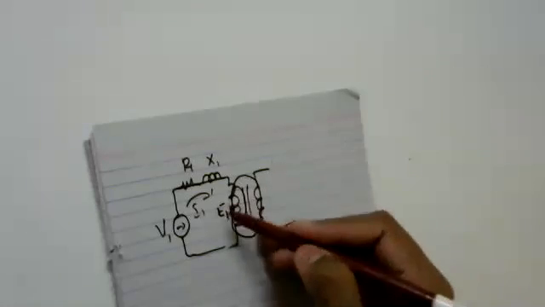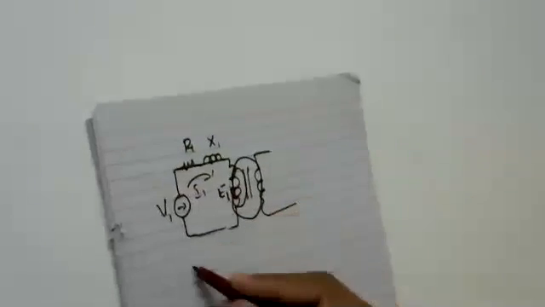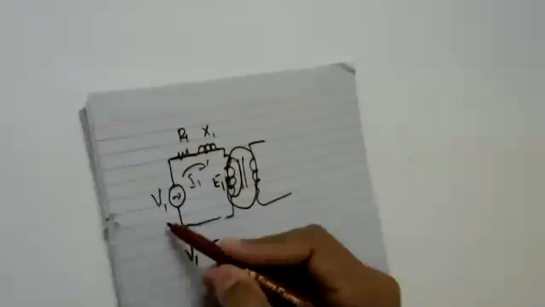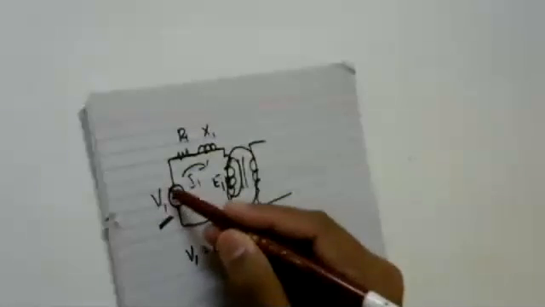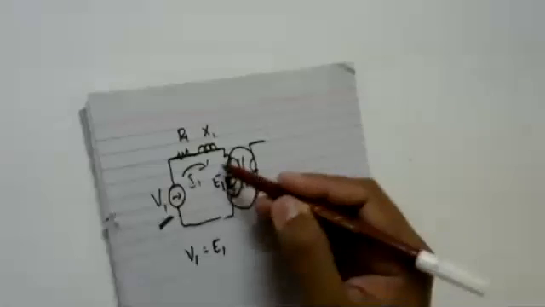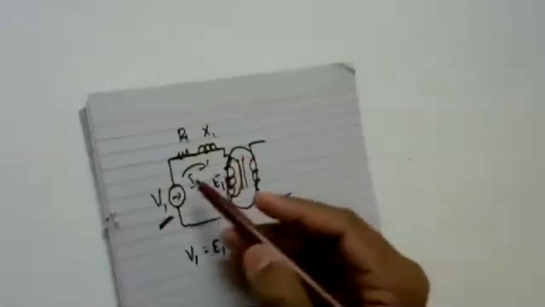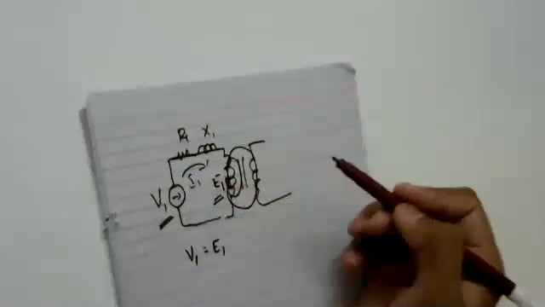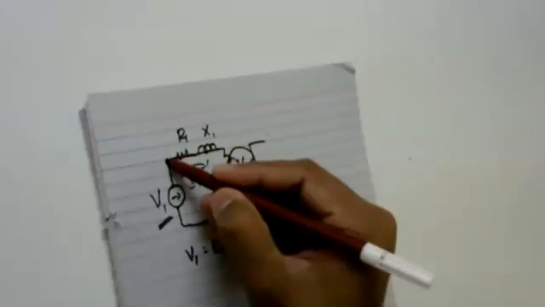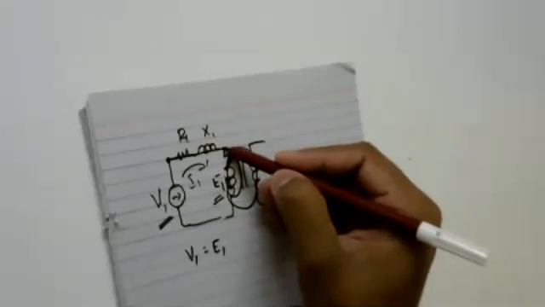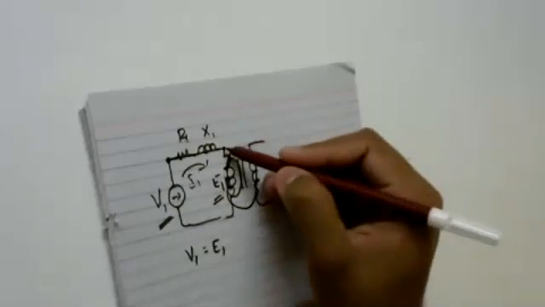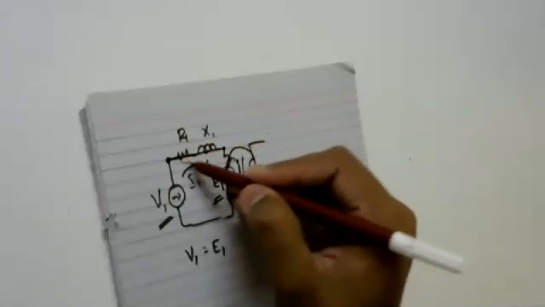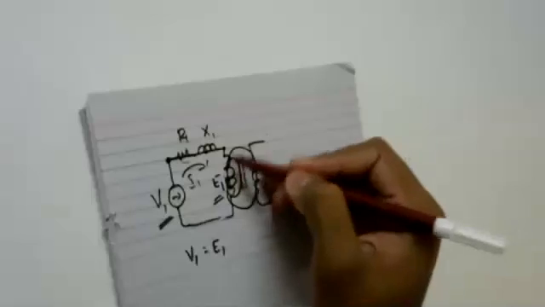Alright. Now, at times we use V1 equals E1. We are saying that whatever the applied voltage is, it is the same as the induced EMF in the primary. This V1 is equal to E1. It simply means that the potential at this node is the same as the potential at this node. So it indicates the resistance of the winding is neglected.